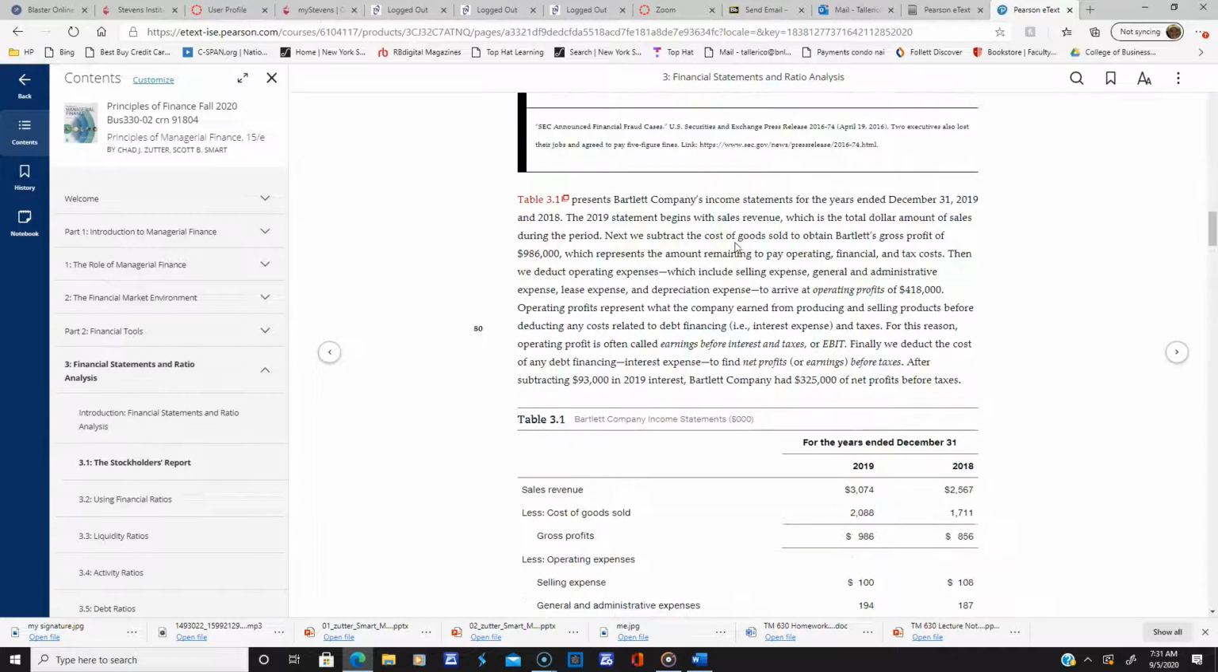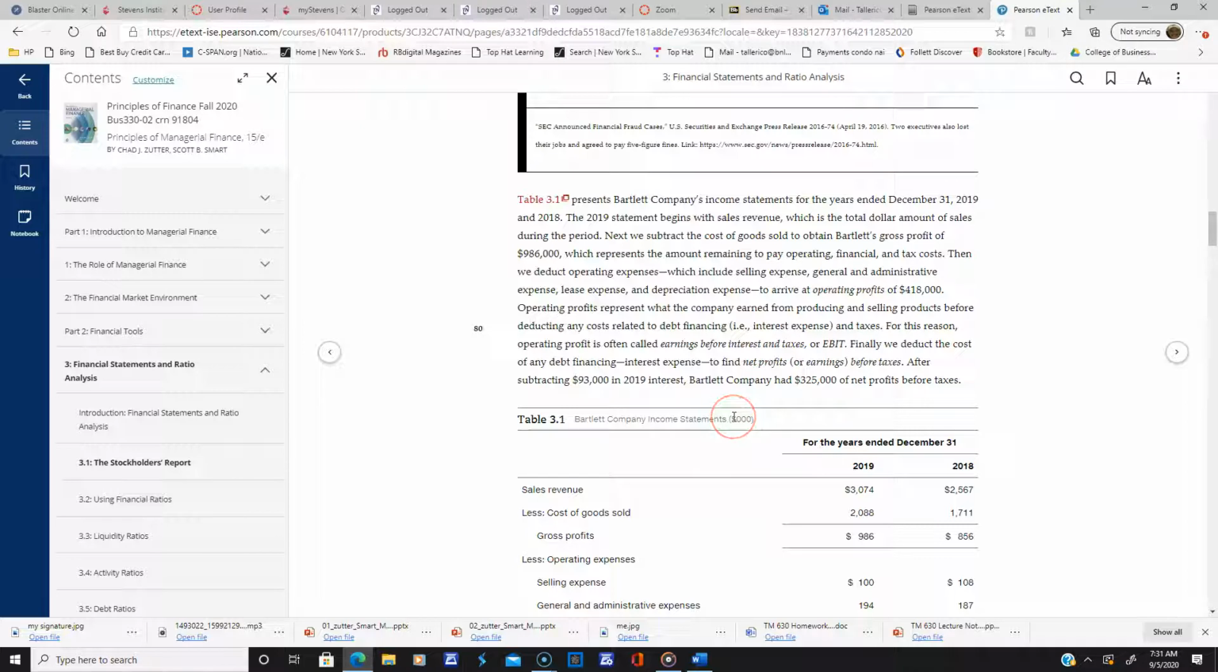All right, so we're going to use this company here called Bartlett, and we're going to follow all the way through the chapter with this, I guess, imaginary company called Bartlett. And they showed their income statement here for the year ended December 31st, 2019 and 2018. You notice how they show you 2 years here for comparison.